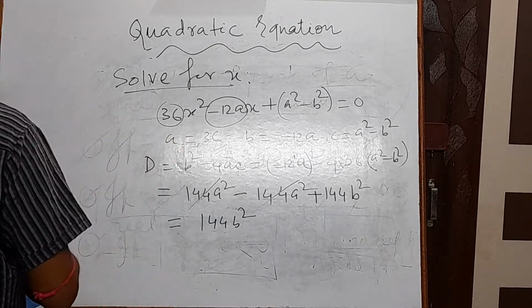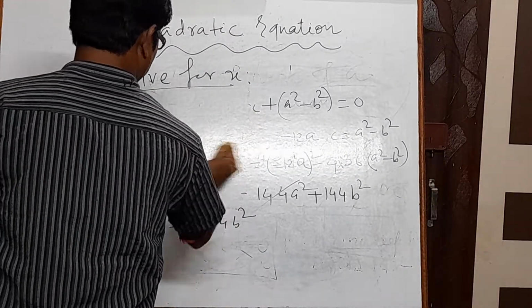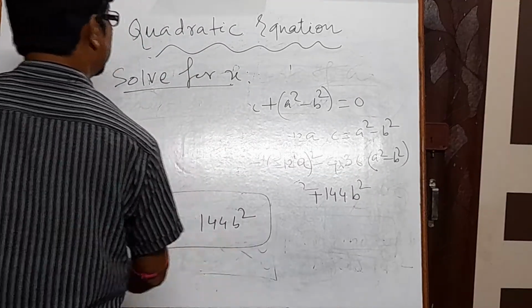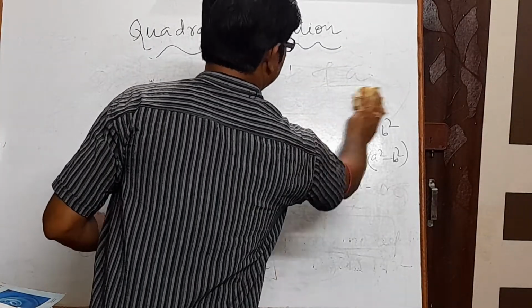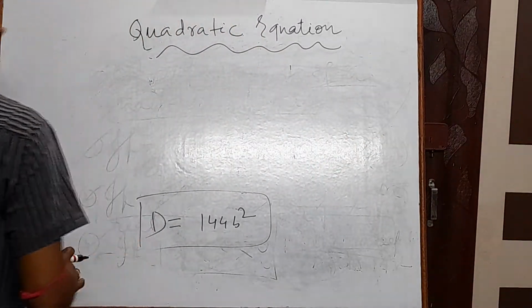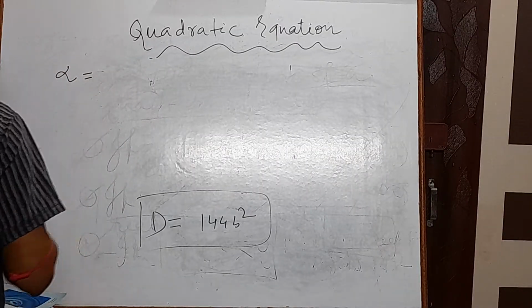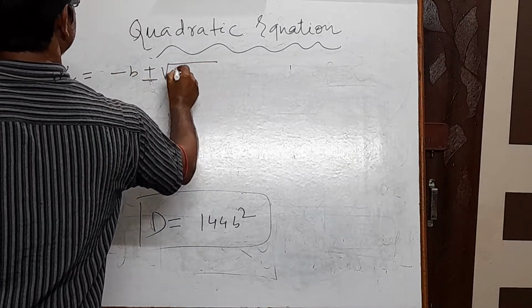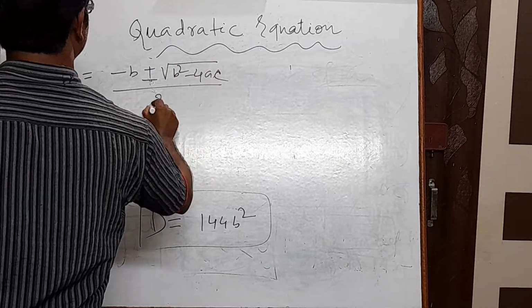Next, we got the value of D. This is the discriminant D, or b square minus 4ac. Now, one by one, we shall calculate the value of alpha and the value of beta, the positive root or negative root. So what will be the value of alpha? The formula is x equals minus b plus minus under root b square minus 4ac by 2a.